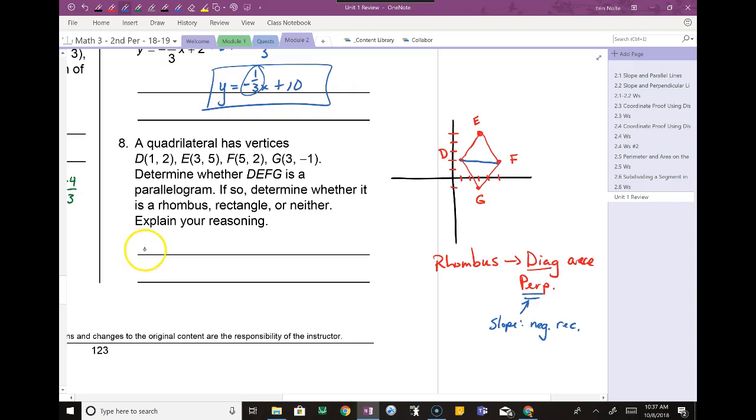So if I'm going to find my slope from D to F, I'm going to do my change in Y. If I'm going from D to F, I'm going to go 2 minus 2, Y2 minus Y1, over X2 minus X1, so 5 minus 1. So 2 minus 2 is 0, 5 minus 1 is 4. This gives me a slope of 0.